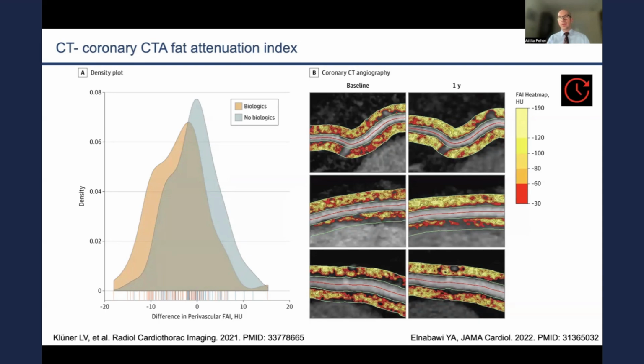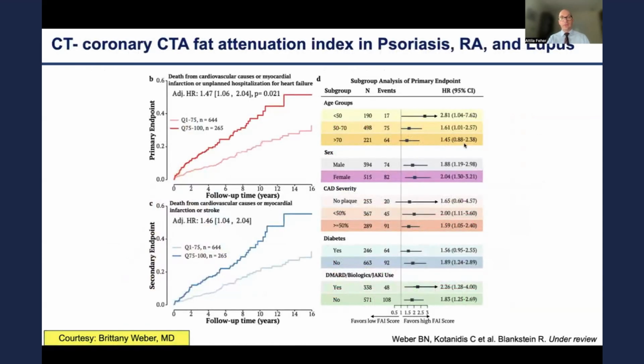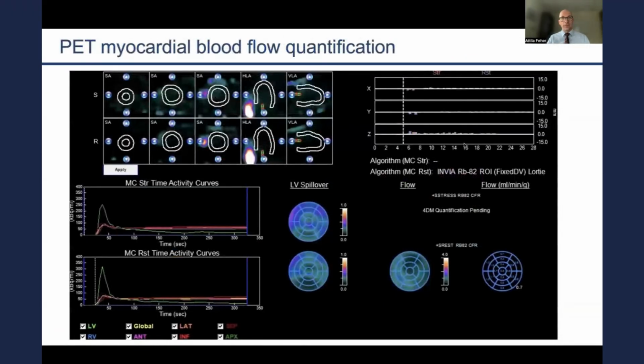I don't think it's available in most centers, but it's going to be exciting to see how this develops. And again, Dr. Weber did a study where she showed in patients with psoriasis, rheumatoid arthritis, and lupus, the fat attenuation index is associated with major adverse outcomes.